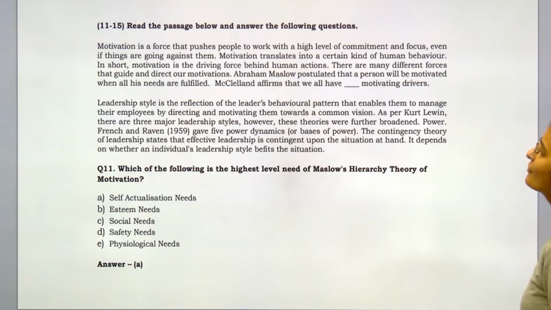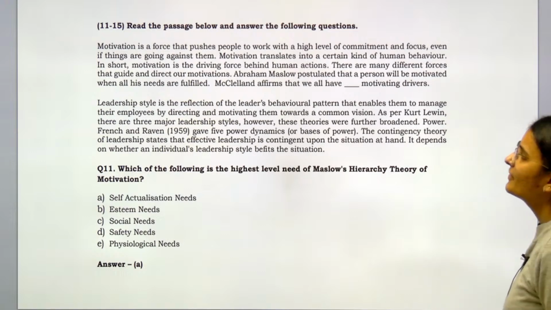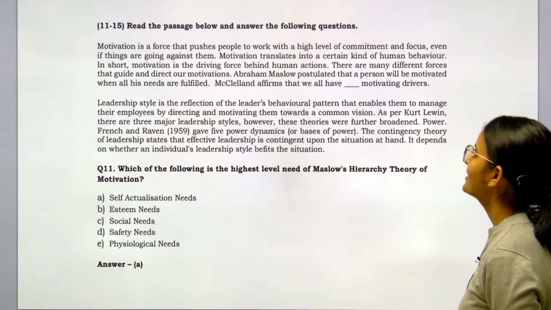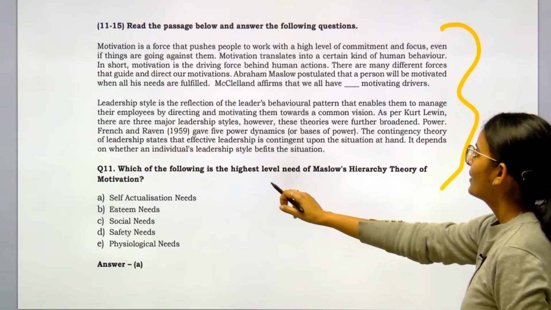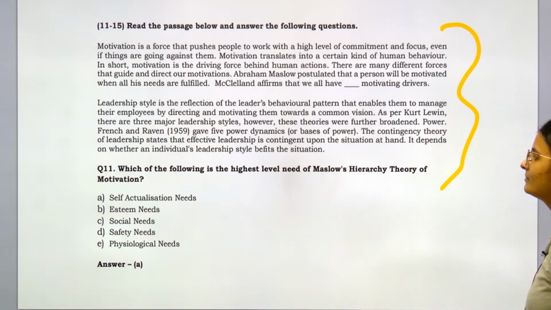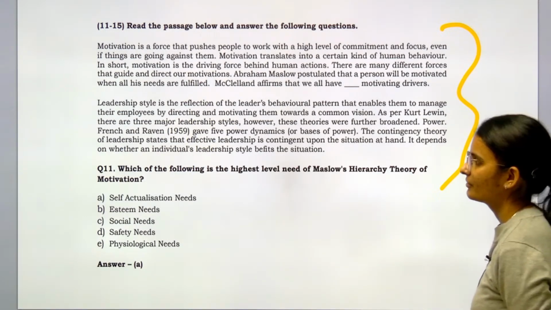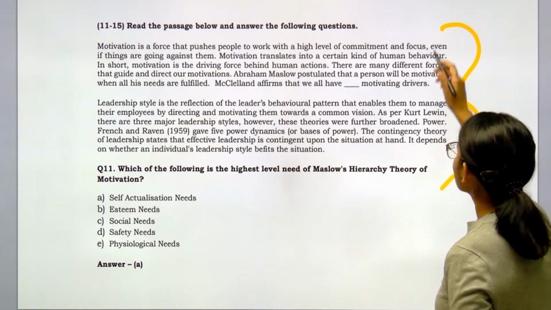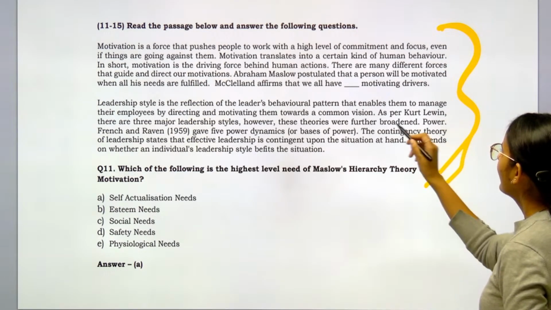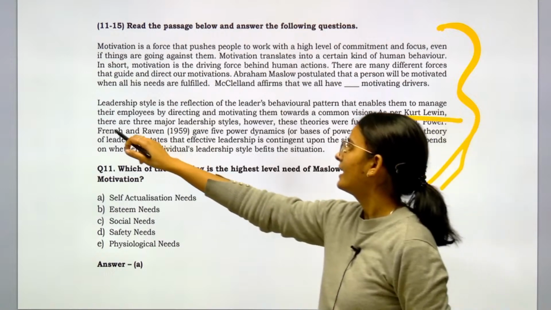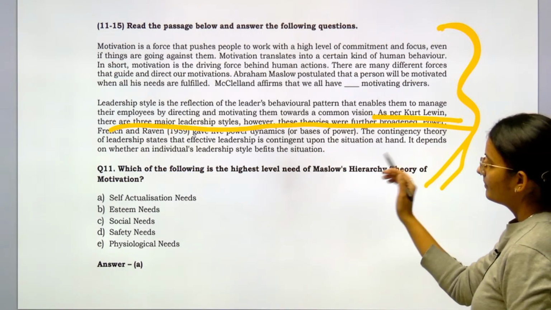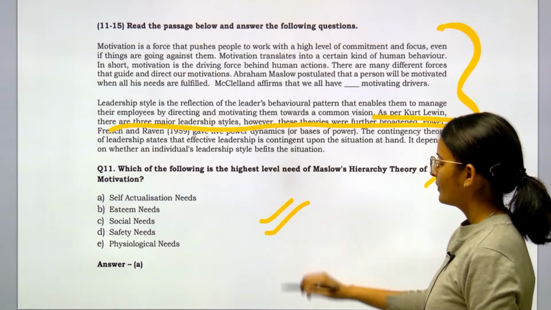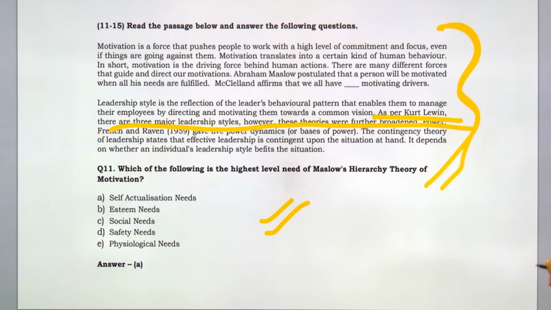Okay, motivation is a force that pushes people to work with a high level of commitment and focus even if things are going against them. Motivation translates into a certain kind of... Which of the following is the highest level of Maslow's need hierarchy theory of motivation? See, this was the paragraph, and as per Kurt Lewin, there are 3 major leadership styles. So, based on the paragraph, they have asked you a question on motivation theory.